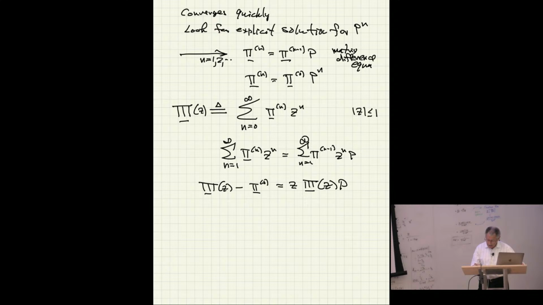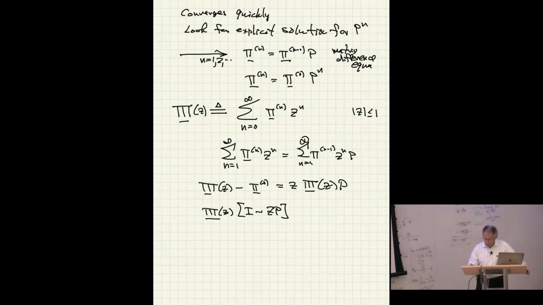So what I'm going to get is, on the left-hand side, pi of z times the identity matrix, that'll give me pi of z, minus z times P, basically, but I'm taking the inverse of it. So pull it on the left-hand side. What's left on the right-hand side? Just pi of 0, right?